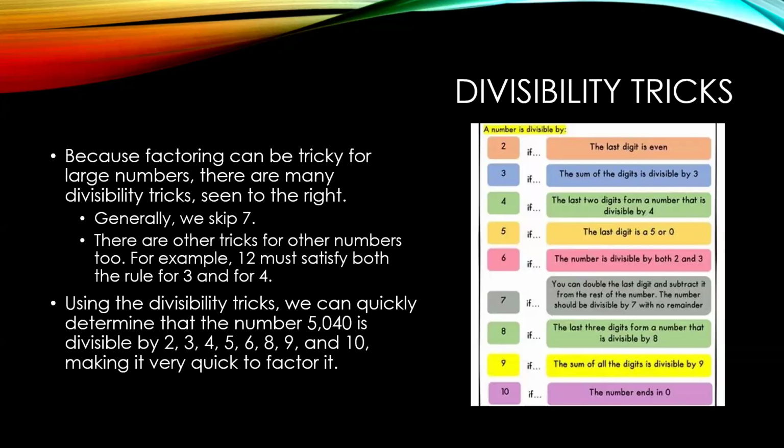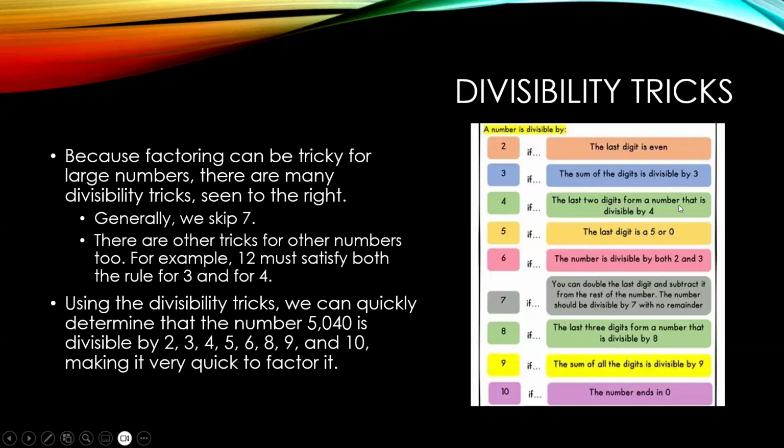Now that we have ways to divide and we're looking to factor quickly, we might need some tricks. There are a lot of tricks out there. This list here shows some of the more common tricks that you'll see, except for 7. 7 is kind of a weird one. But 2, 3, 4, 5, 6, 8, 9, and 10, those are tricks which we can do fairly quickly. How do you tell if a number is divisible by 2? Well, if the last digit is even.